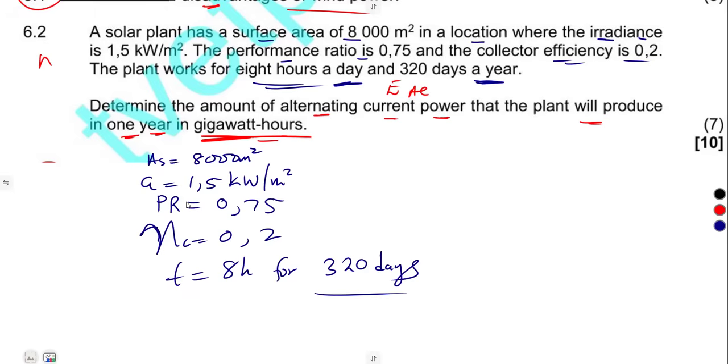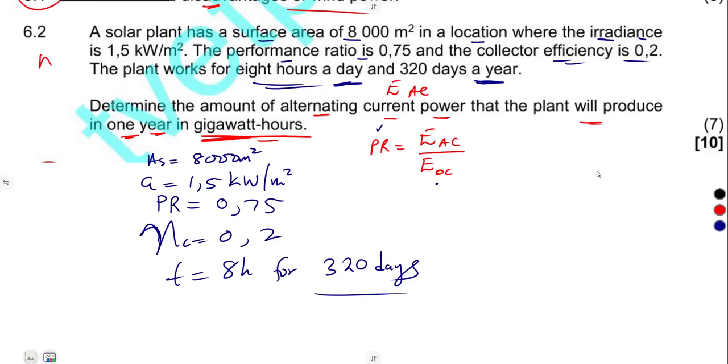Remember, our performance ratio gives us that. The performance ratio is E of the AC over E of the DC, which is the input. AC is our output. So we can calculate this if we have the DC, because we have the performance ratio, but we do not have EDC. So EDC, how can we obtain that from our DC?